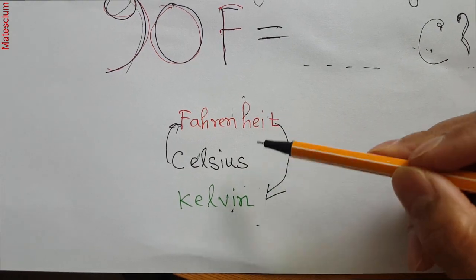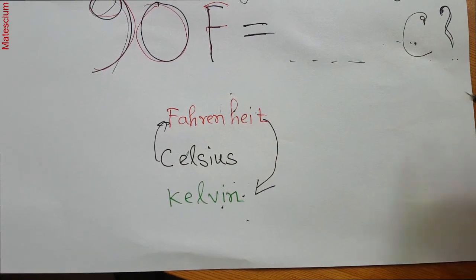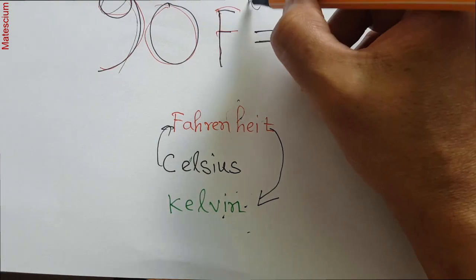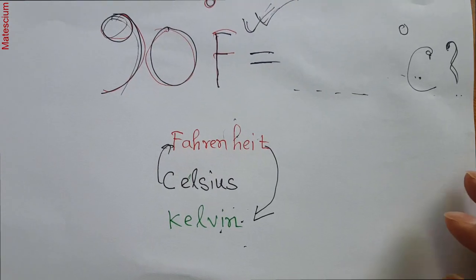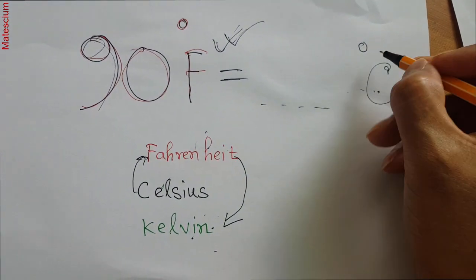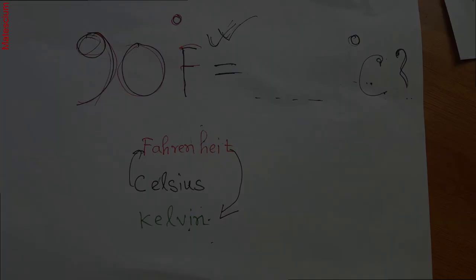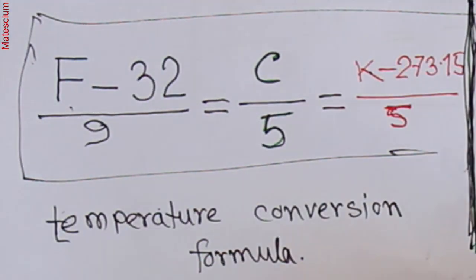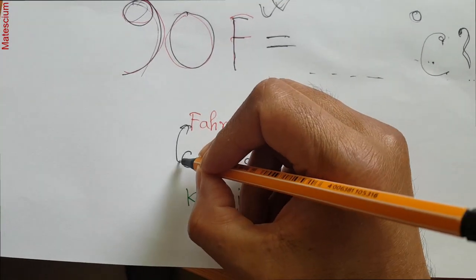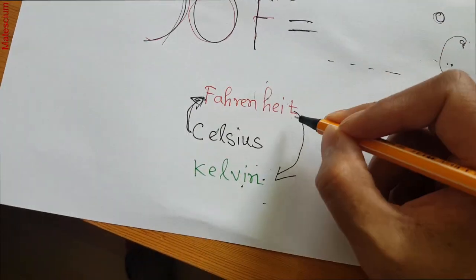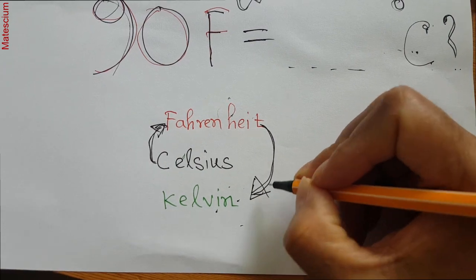Sometimes we are confused about the different units of temperature. For example, let's say today's temperature is 90 degrees Fahrenheit. How much is it equivalent to in degrees Celsius? I know a very simple formula to convert the temperature from one unit to another unit. For example, from Celsius to Fahrenheit, and Fahrenheit to Kelvin, and vice versa.